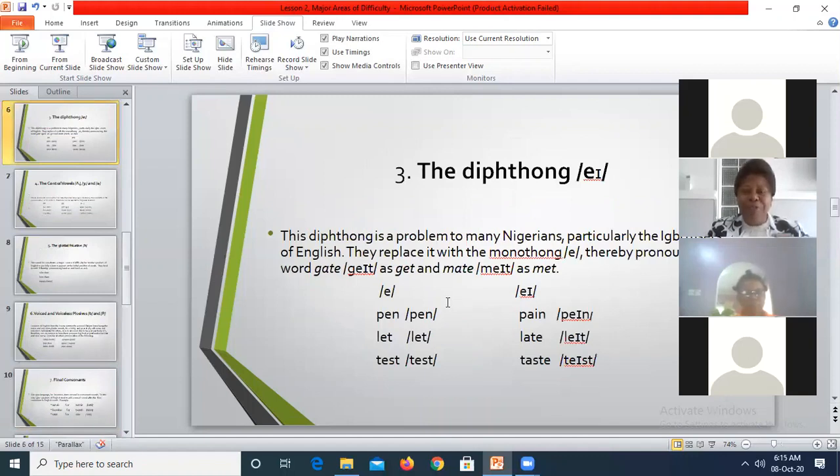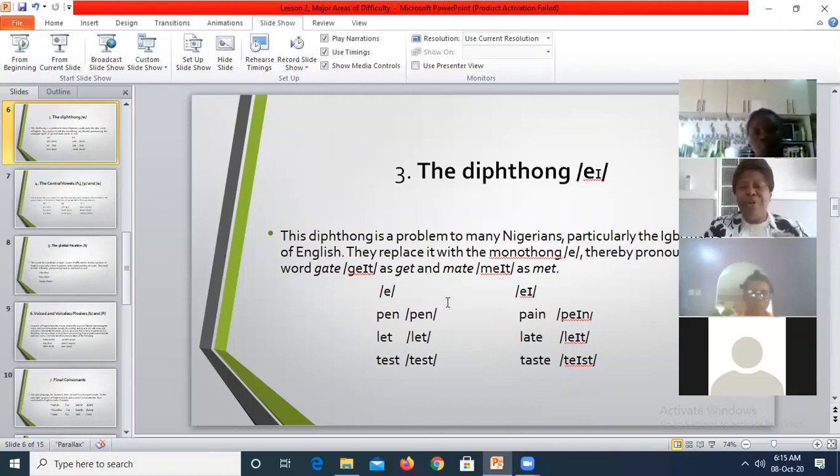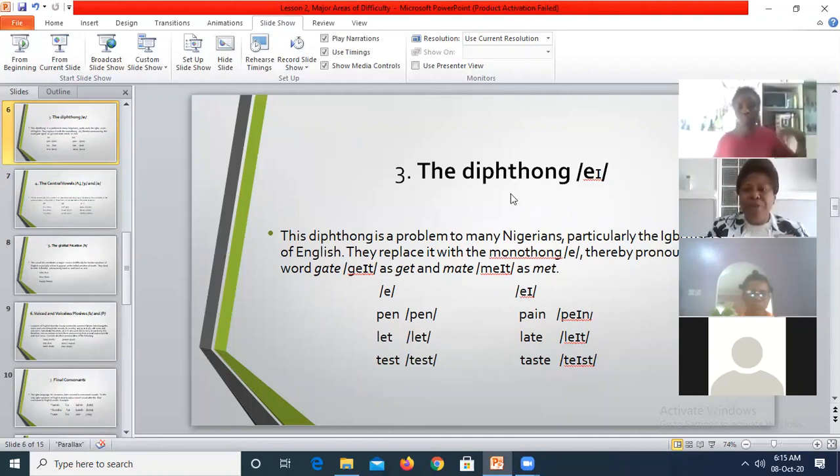The third area of difficulty is the diphthong. In the English language, we have altogether eight diphthongs. Some of them are bound to give you some difficulties. One of those difficult ones is the diphthong in eight. Every diphthong is pronounced with a glide from one vowel sound to another. This diphthong is pronounced with a glide from e to i. This glide must be realized in your own pronunciation.